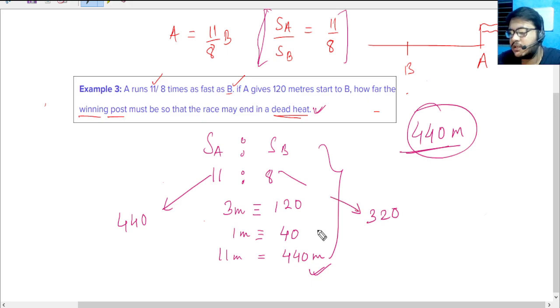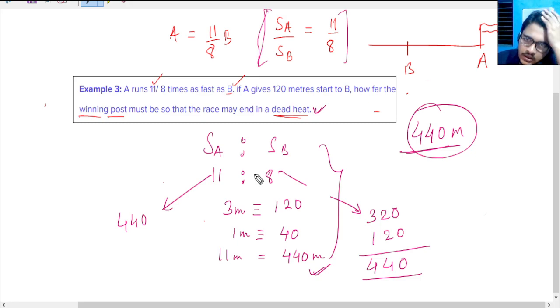Now remember, this 320 is also getting a 120 head start. That is a fundamental case. So that becomes 440. In other words, I am actually eliminating the difference between the two. Whatever the difference is, I'm just adding that difference back into the picture. Okay, I hope that makes sense. Okay, thank you.